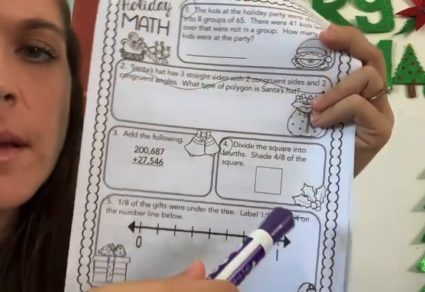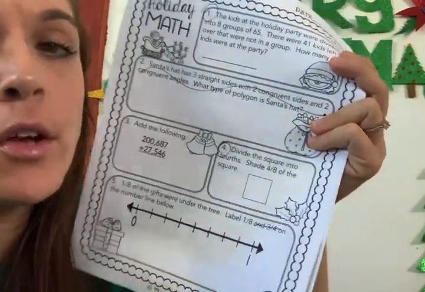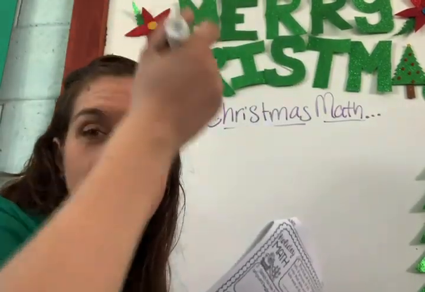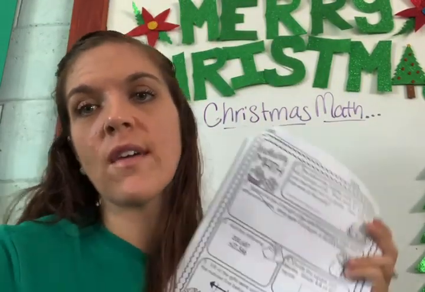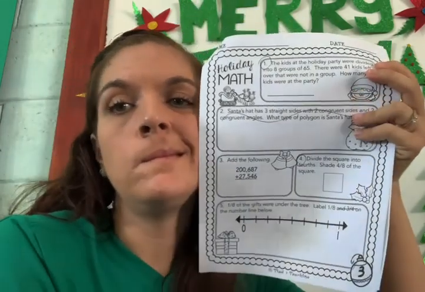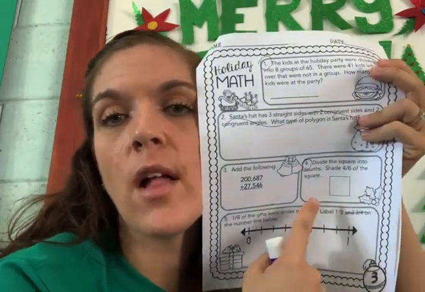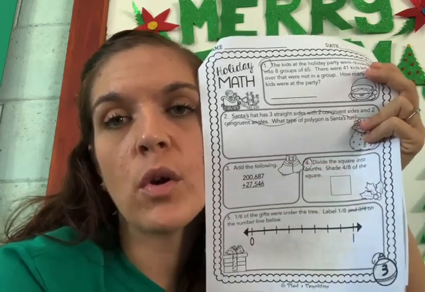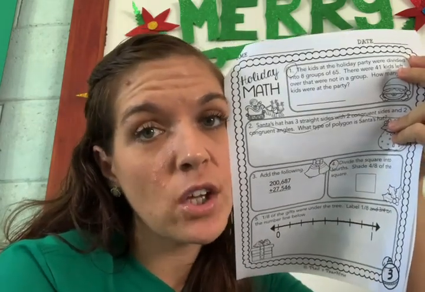Make this square, color this square 4/8. That means you have to divide it into pieces. How many pieces are you going to divide it into? Andres, if you need to color 4/8 of this square, how many pieces do you need to divide the square into? 8. Good, because that's your denominator.